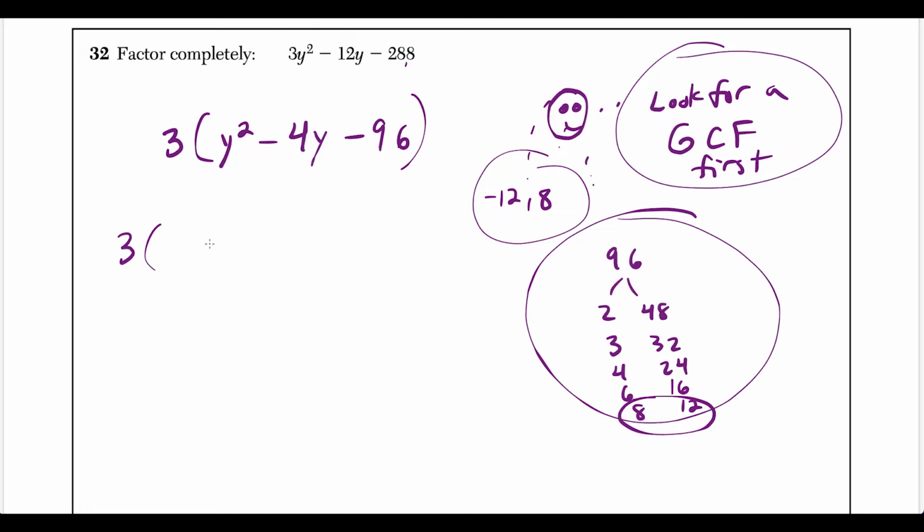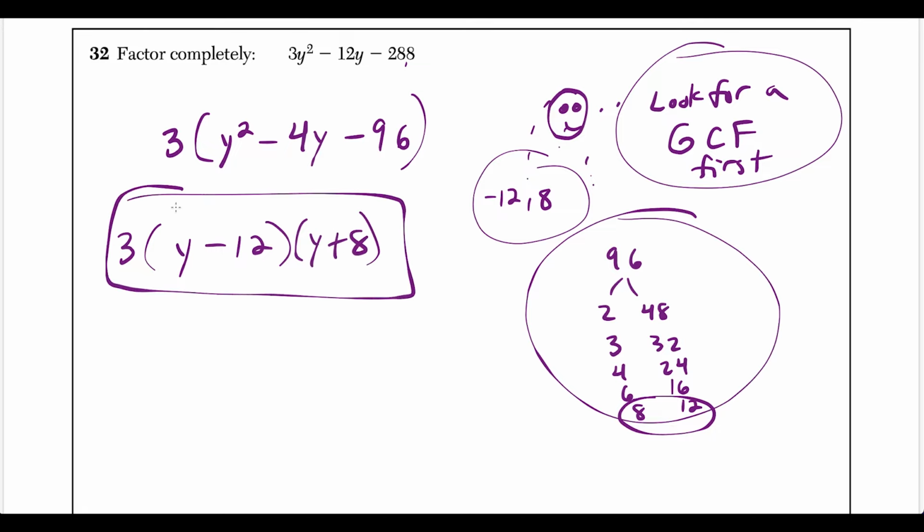So now this is going to factor. We're going to have 3 times, that stays in front. We have y minus 12 times y plus 8 like this. So this is our expression factored completely.